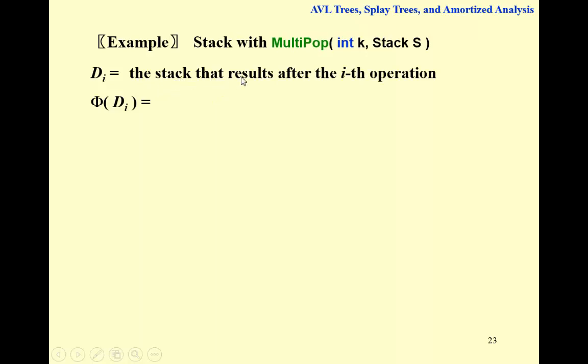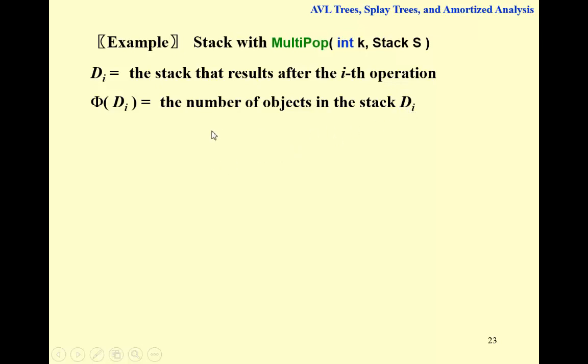Now let's again take a look at this simple example first. With this stack, D sub i is usually defined to be the structure of the current situation. In this case, let's define D to be the stack that results after the i-th operation. That's the current stack. In general, the potential function should be able to map the current situation, the current structure, into a number. And that number should be able to somehow represent the current situation. In this case, let's define the potential function to be the number of objects in the current stack.